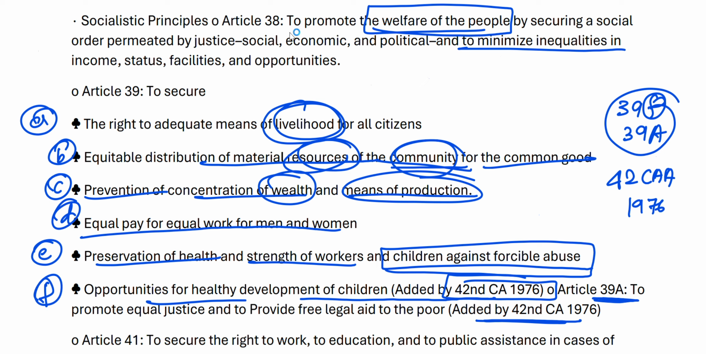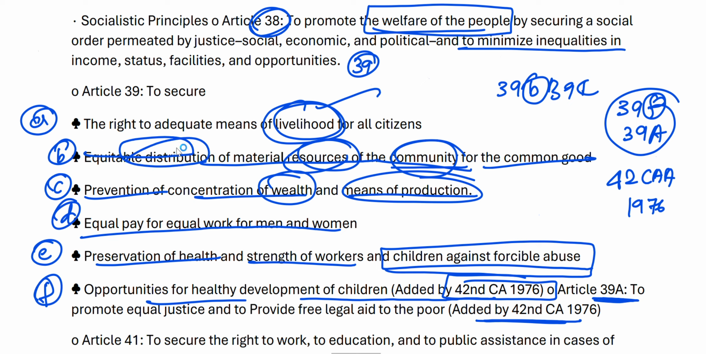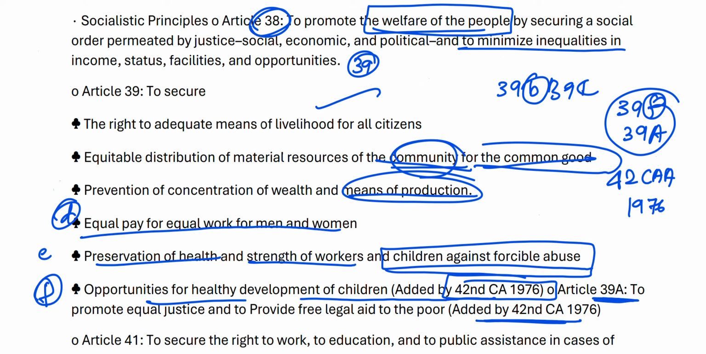Now we know Article 38 is related to justice and equality. 39 is first going to be livelihood. For the livelihood, we know 39B and 39C. 39B is the equitable distribution of the resources of the community for the common good. We have to equally distribute the resources of the community, and this is for the common good. So we say it as the equitable distribution of the resources of a community for the common good, which is 39B.